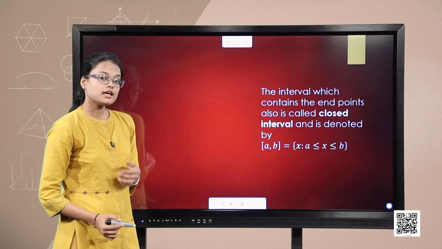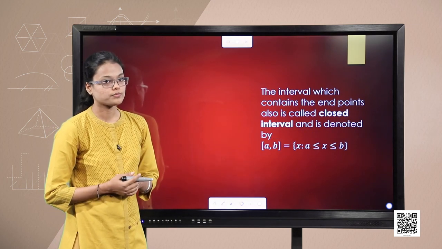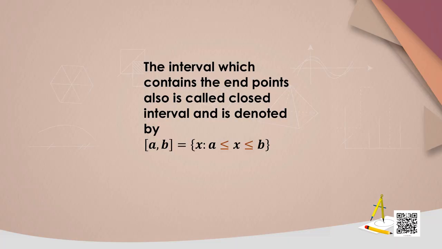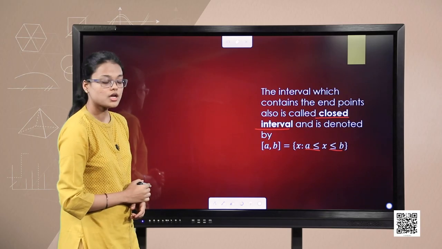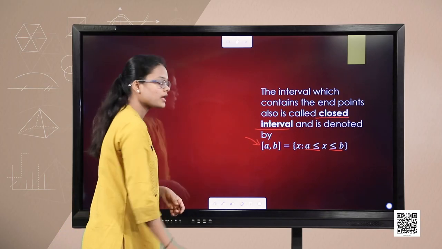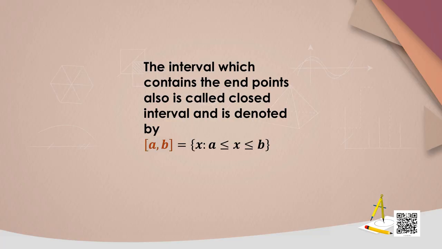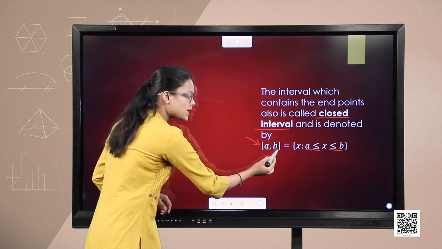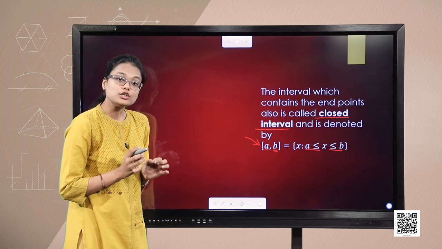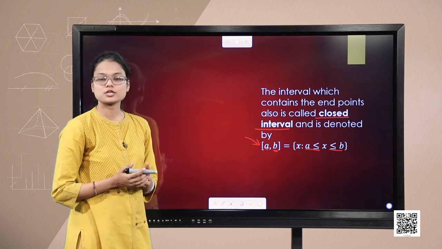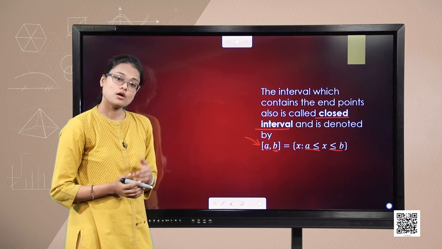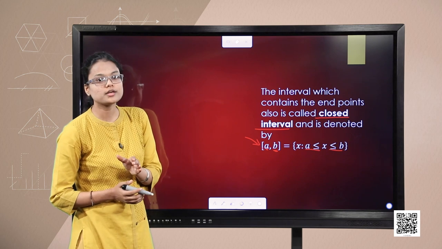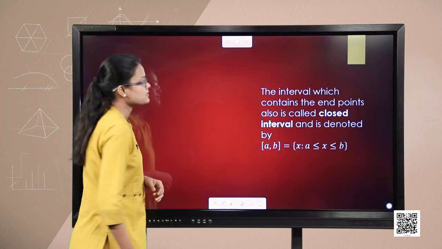Now, the next type is the closed interval. When we include the endpoints, the set becomes a closed interval. Students, observe the notation. Here, the brackets are changed into square brackets. The square bracket represents that the endpoints A and B are included in the interval. Okay? So, again a question arises: can there be an interval in which one point is included and the other is not included? Yes. So, here is the next.